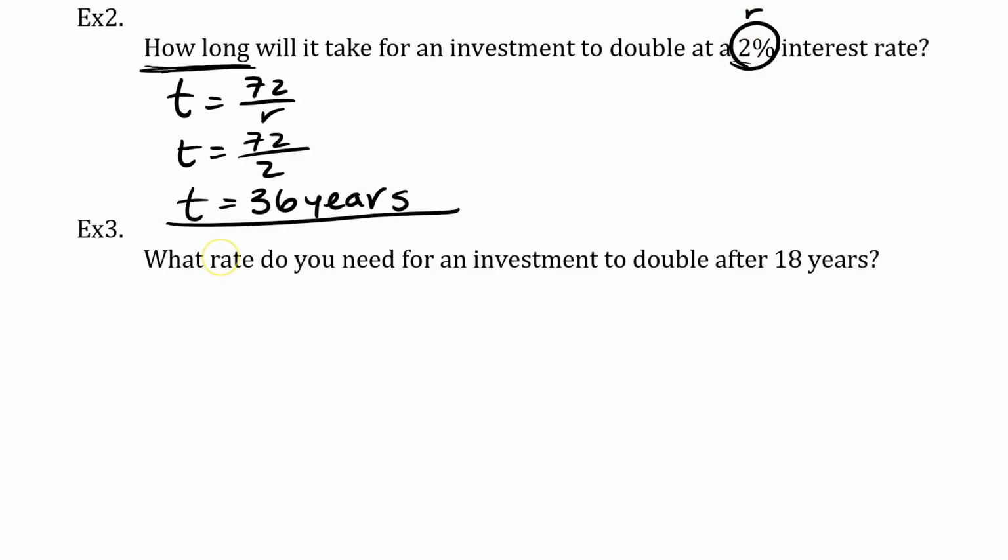Last but not least, what rate do you need for an investment to double after 18 years? Say you have a certain goal you must meet financially. Let's look at this triangle of awesome, 72 on top, R and a T. If I am looking for the rate, I'm going to say R equals 72 over T.